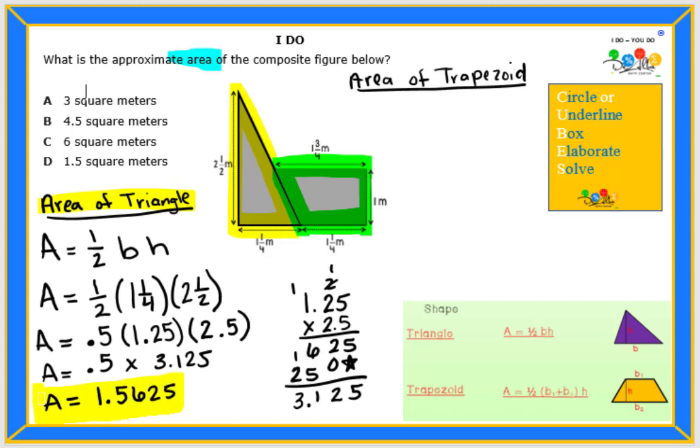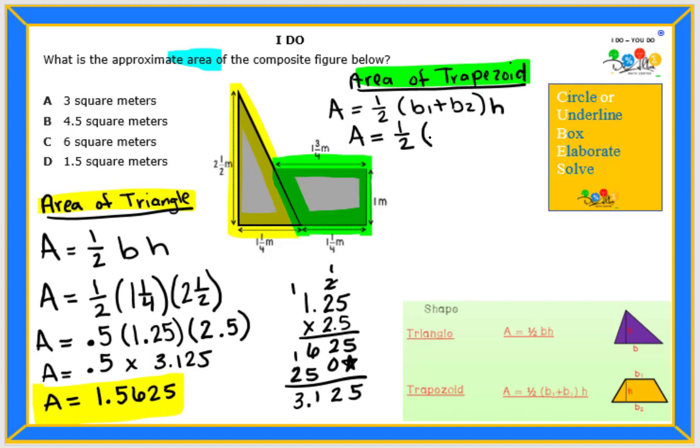We are not done yet because we have another shape to find the area of. We're going to find the area of the trapezoid. And so for our trapezoid, we have the formula here in our anchor chart, and we're going to write it down. The area is equal to half of the two bases added together, base 1 plus base 2, times the height. So what we want to do now is replace or substitute the letters with numbers.